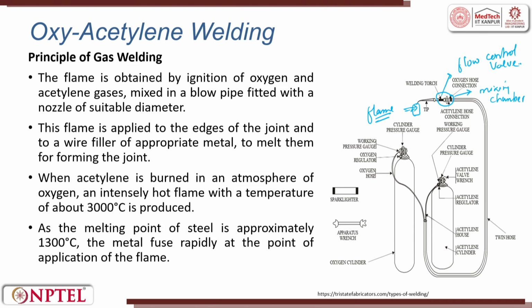A flame is obtained by ignition of oxygen and acetylene gas mixed in a blowpipe fitted with a nozzle of suitable diameter. The flame is applied to the edge of the joint and the wire filler of appropriate metal to join them to form a part. The oxyacetylene flame can go up to 3000 degrees Celsius. As the melting point of steel is approximately 1300 degrees Celsius, the metal fuses rapidly at the point and the joint is formed.